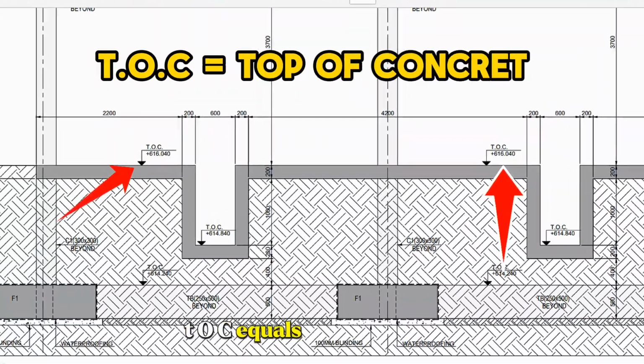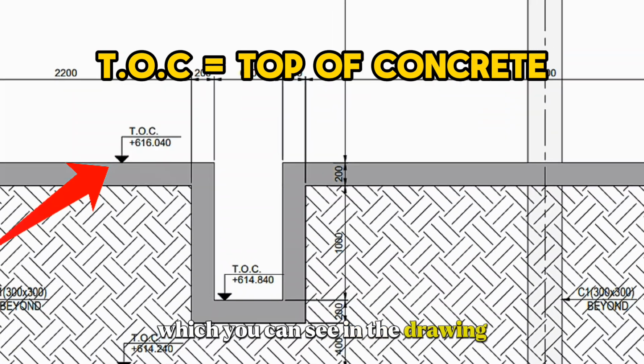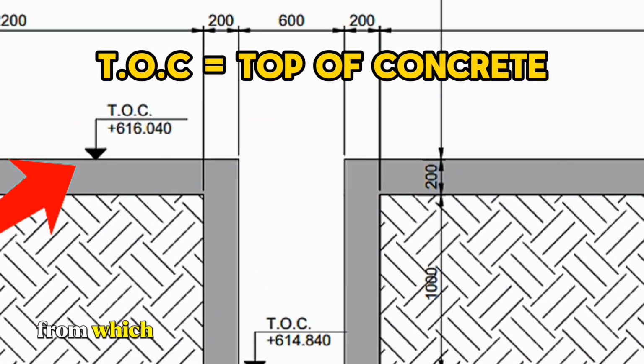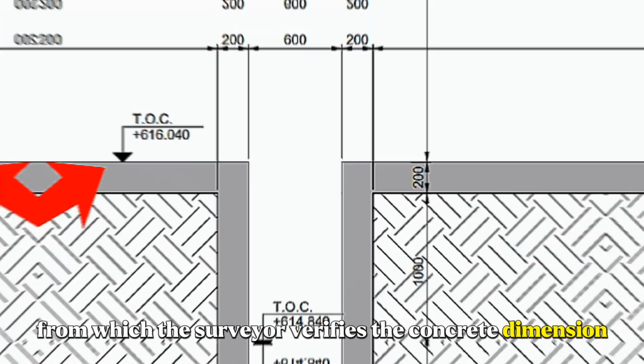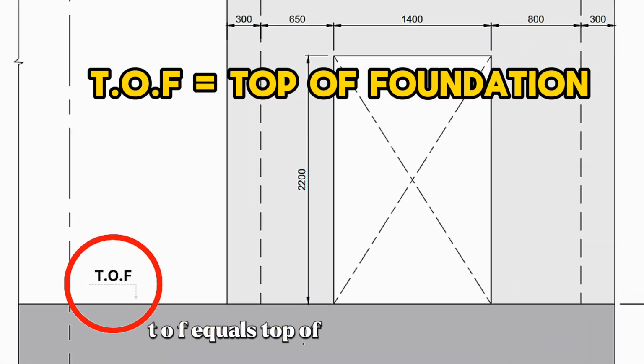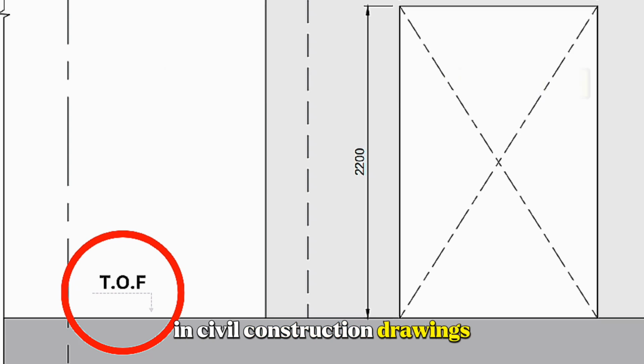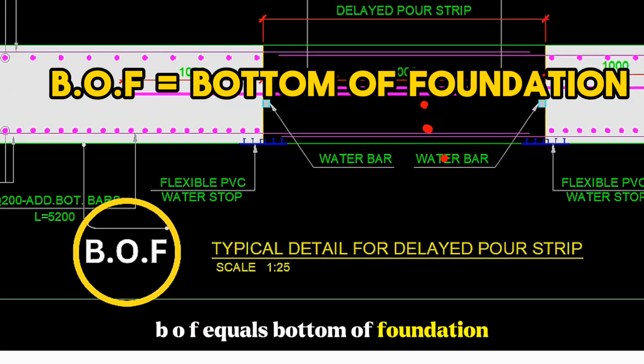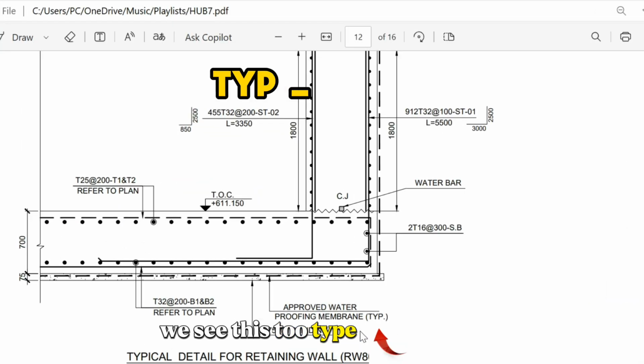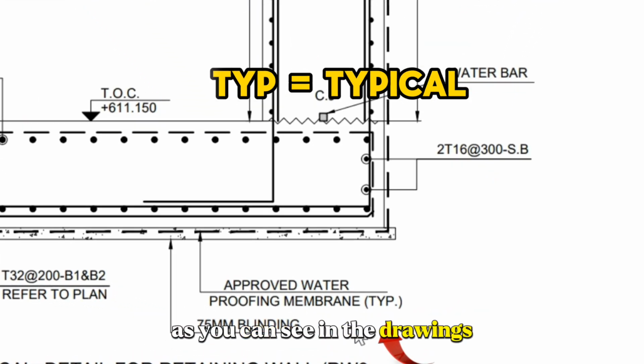TOC equals top of concrete, which you can see in the drawing. It comes with elevation, from which the surveyor verifies the concrete dimension. TOF equals top of foundation is put in civil construction drawings. BOF equals bottom of foundation. We see this too. Typ stands for typical, as you can see in the drawings.